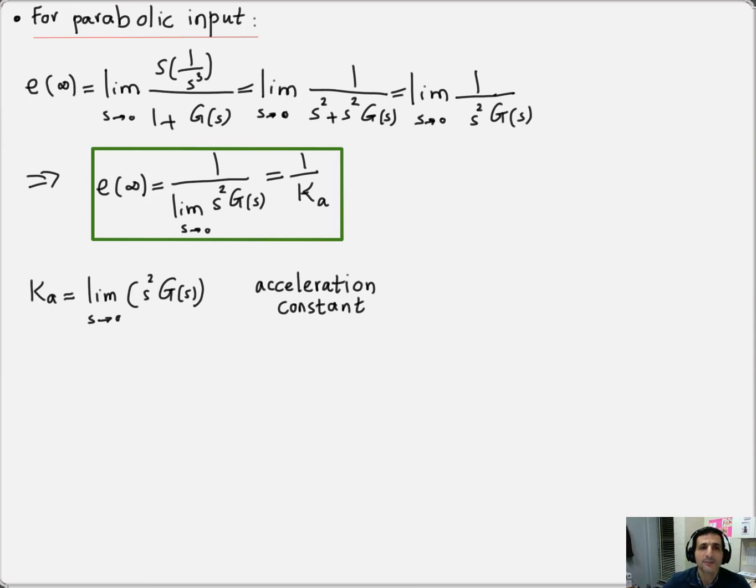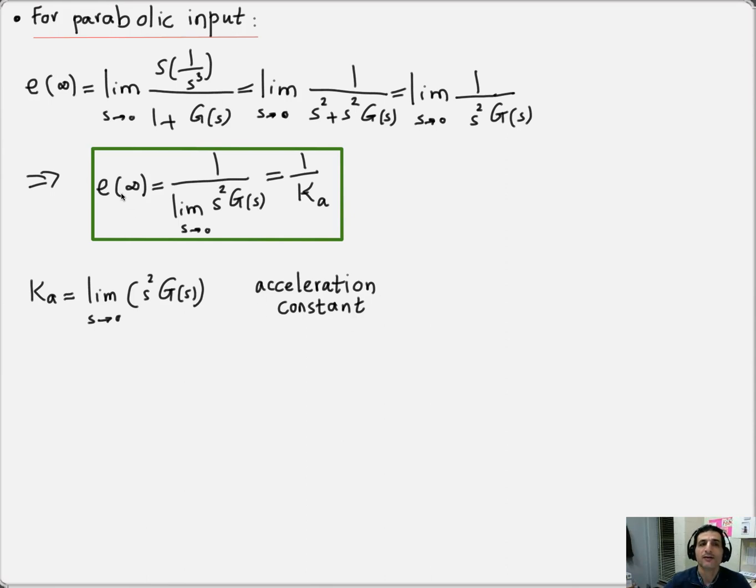Now consider the parabolic input, meaning that R of S is 1 over S cubed. The steady state error is the same equation, S R of S divided by 1 plus G of S. Now R of S is 1 over S cubed, so it would be the limit of 1 over s squared, and the s squared you bring to the denominator, so it would be s squared plus s squared G of S. The limit of s squared as s goes to 0 is just 0, so you end up with the limit of 1 over s squared G of S. Now you name the limit of s squared G of S as s tends to 0 the acceleration constant.